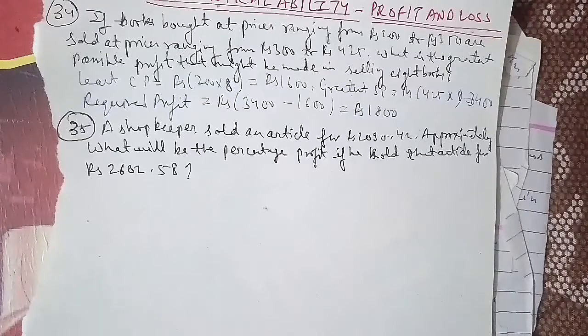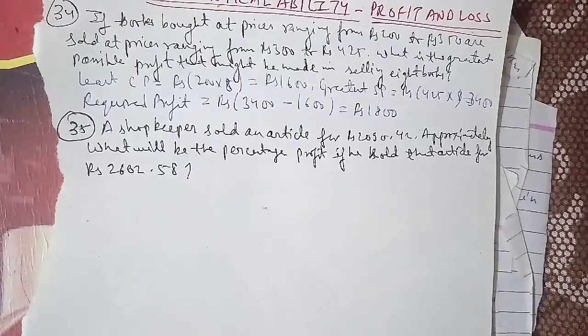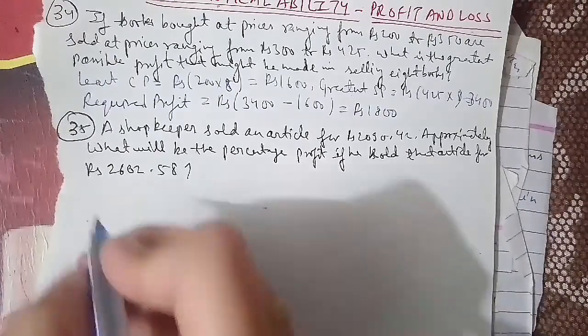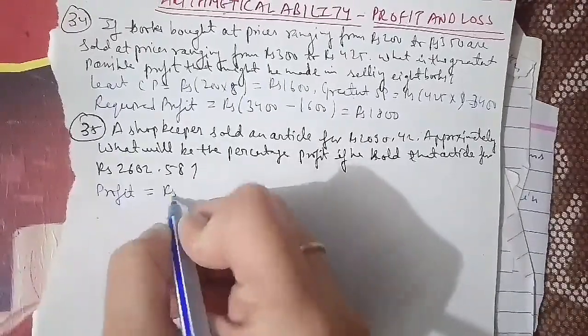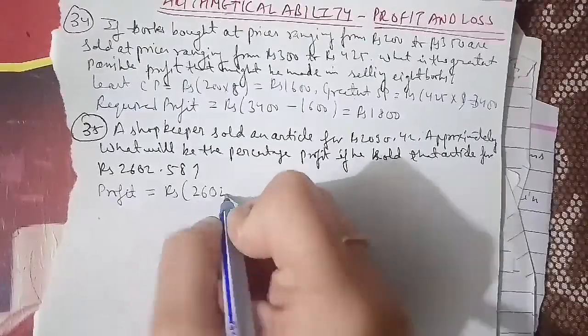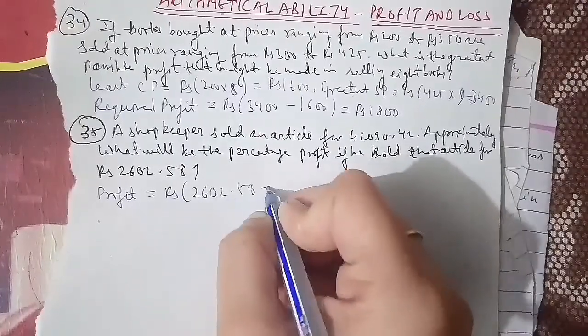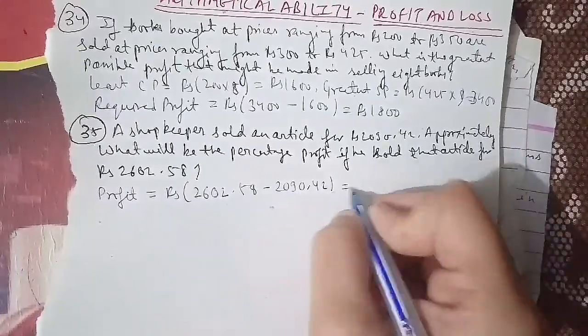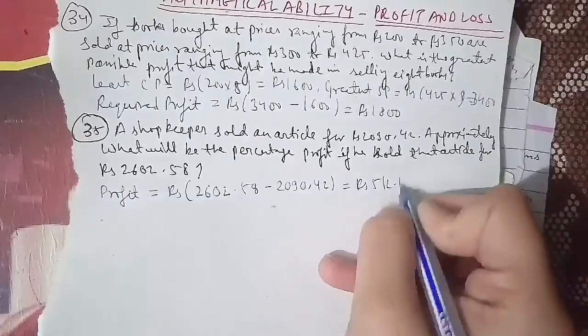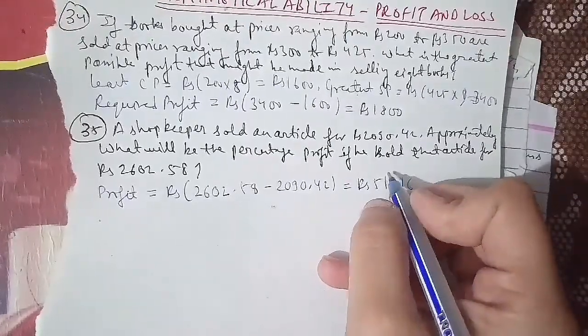When you have gone through the question, you have to consider how you have to solve it. We'll find out the profit. Profit is equal to rupees 2602.58 minus 2090.42, which is equal to rupees 512.16.